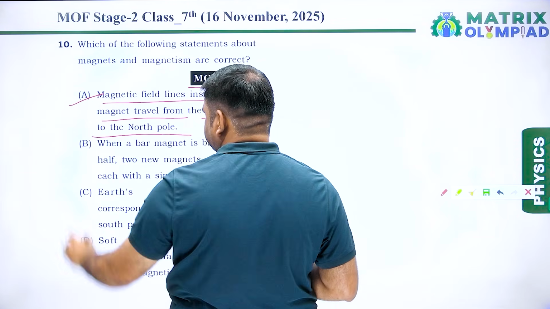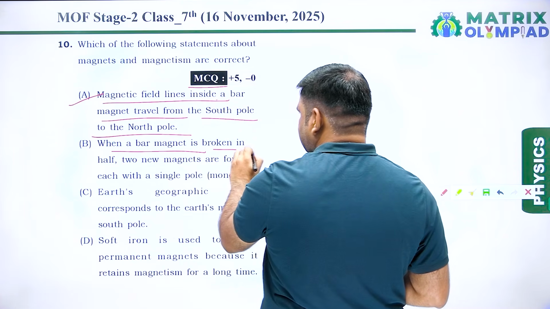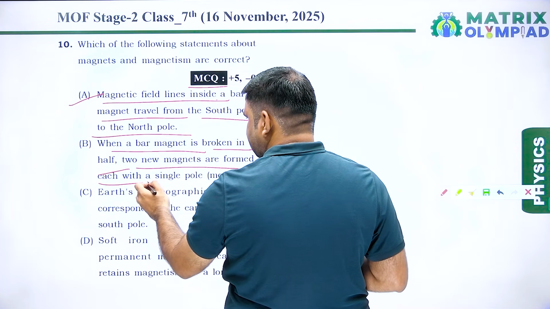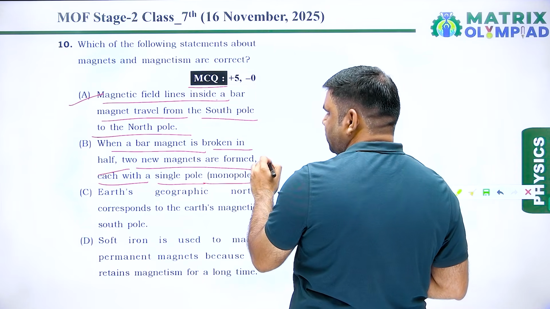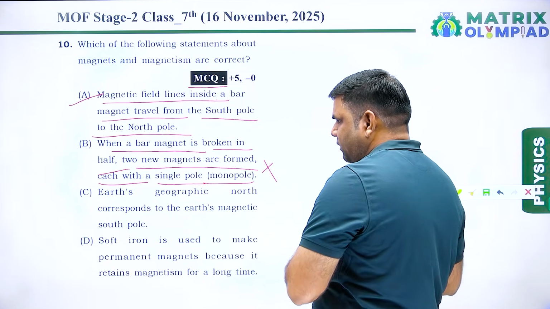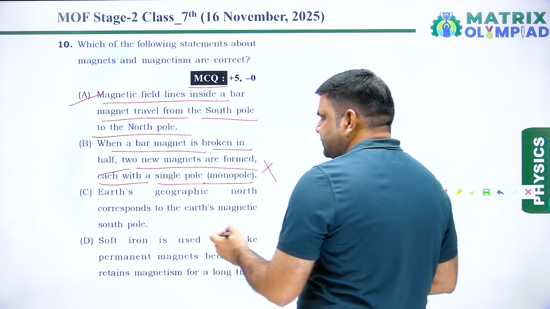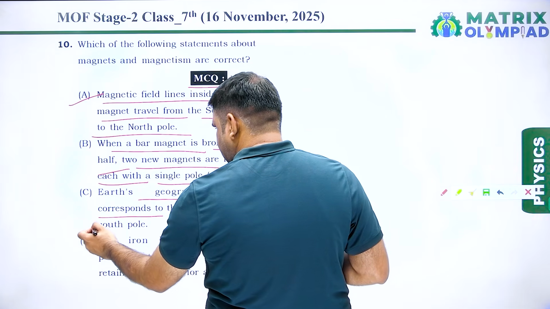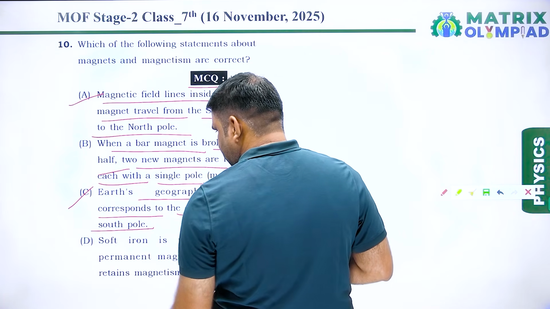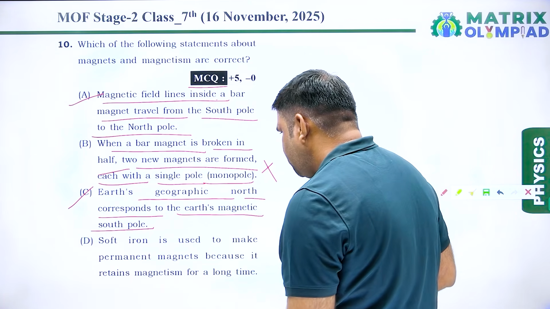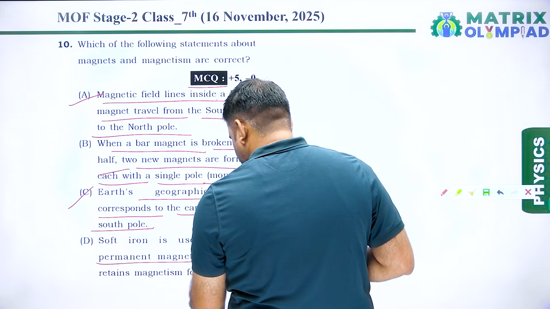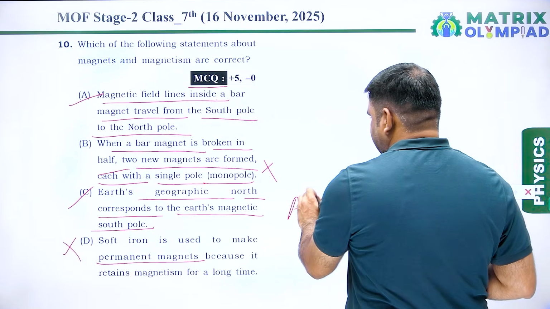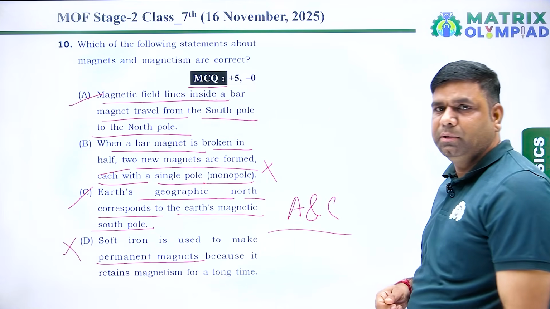Yes, it is true. When a bar magnet is broken in half, two new magnets are formed, each with a single pole. No, this is false. Single pole cannot exist in a magnet. Earth's geographic north corresponding to the Earth's geographic magnetic south pole. Yes, that is true. Soft iron is used to make permanent magnet. No, this is wrong. So only A and C are the correct options for question number 10.